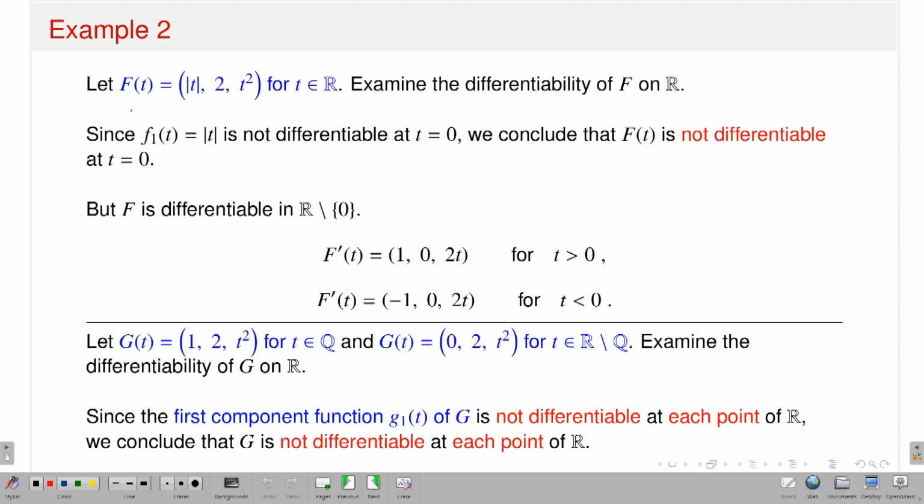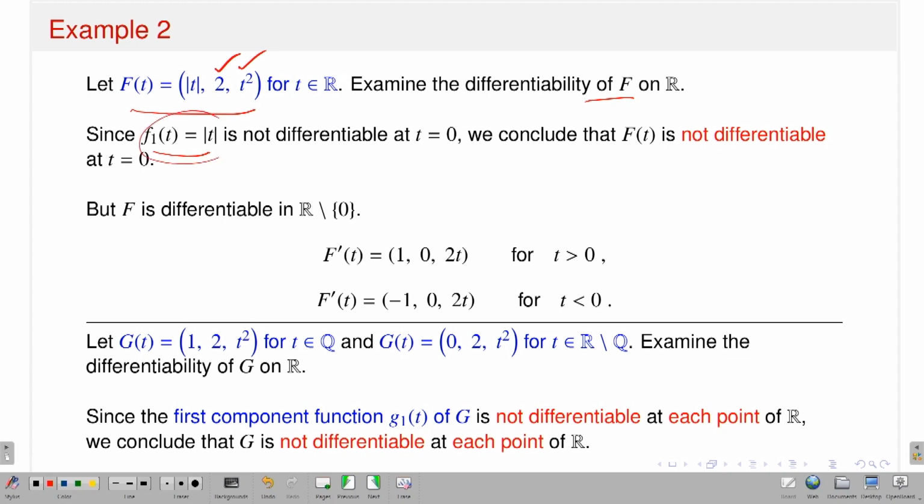So I have a function capital F which is (mod t, 2, t square). Again, I'm just asking you to check the differentiability. Again, you can easily identify the component functions. The first component function is the modulus function, the second component function is the constant function 2, and the third component is t square. So the second and third component functions are very nice, right? Differentiability is there. But what about the first component function?